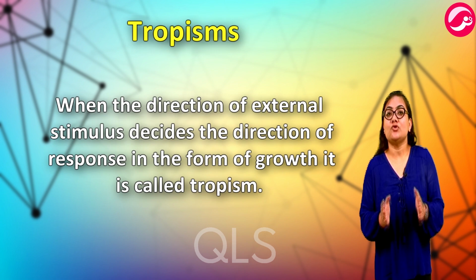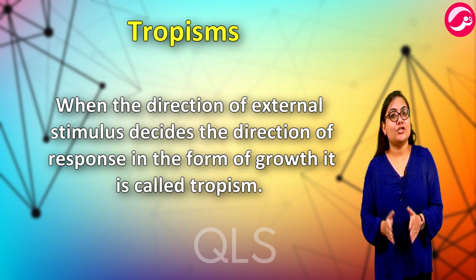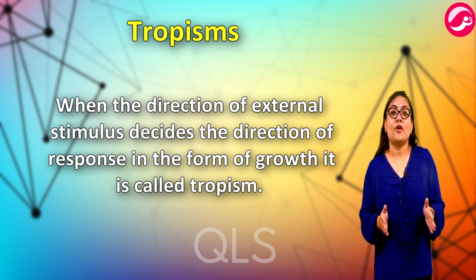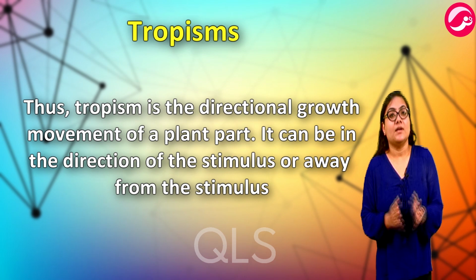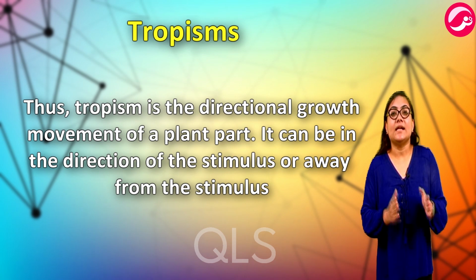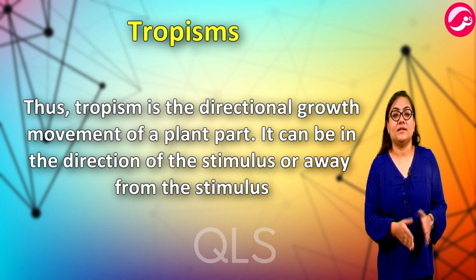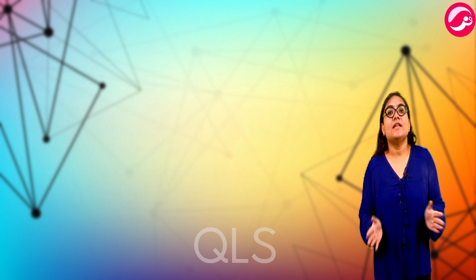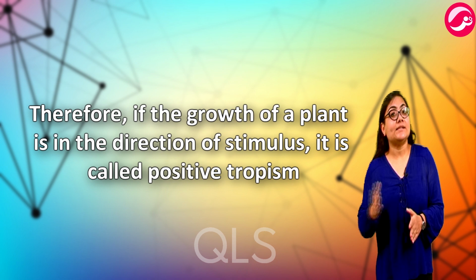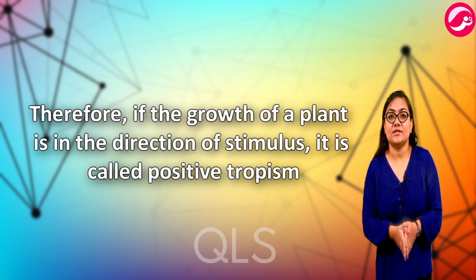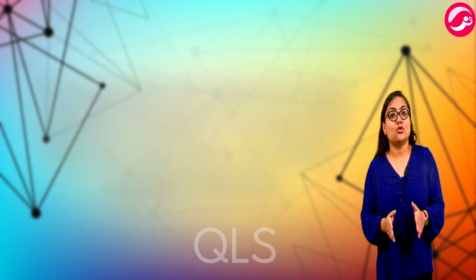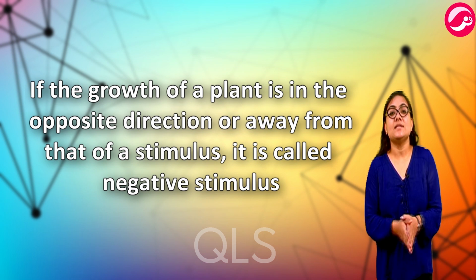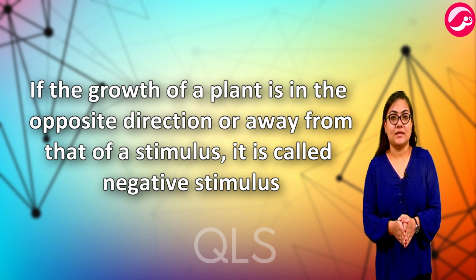Now let's talk about tropisms. When the direction of external stimulus decides the direction of the response in the form of growth, it is called tropism. Thus, tropism is the directional growth movement of a plant part. It can be in the direction of the stimulus or away from the stimulus. Therefore, if the growth of a plant is in the direction of a stimulus, it is called positive tropism. And if the growth of a plant is in the opposite direction or away from that of a stimulus, it is called negative tropism.